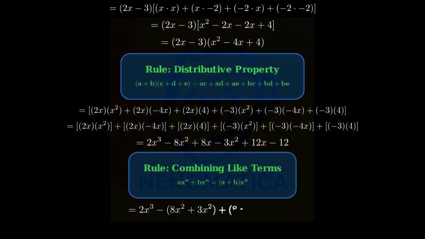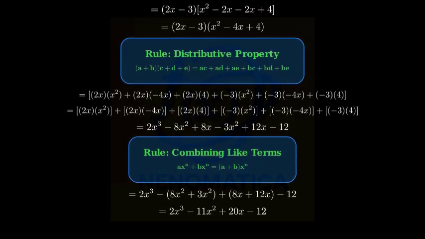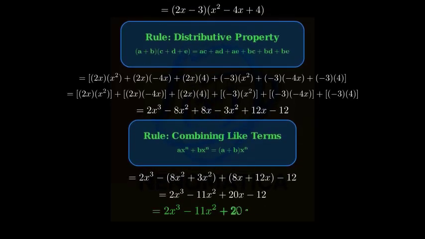We have 2x cubed minus 8x squared plus 3x squared plus 8x plus 12x minus 12. This gives us 2x cubed minus 11x squared plus 20x minus 12. So our final answer is 2x cubed minus 11x squared plus 20x minus 12. Let's now look at another example.